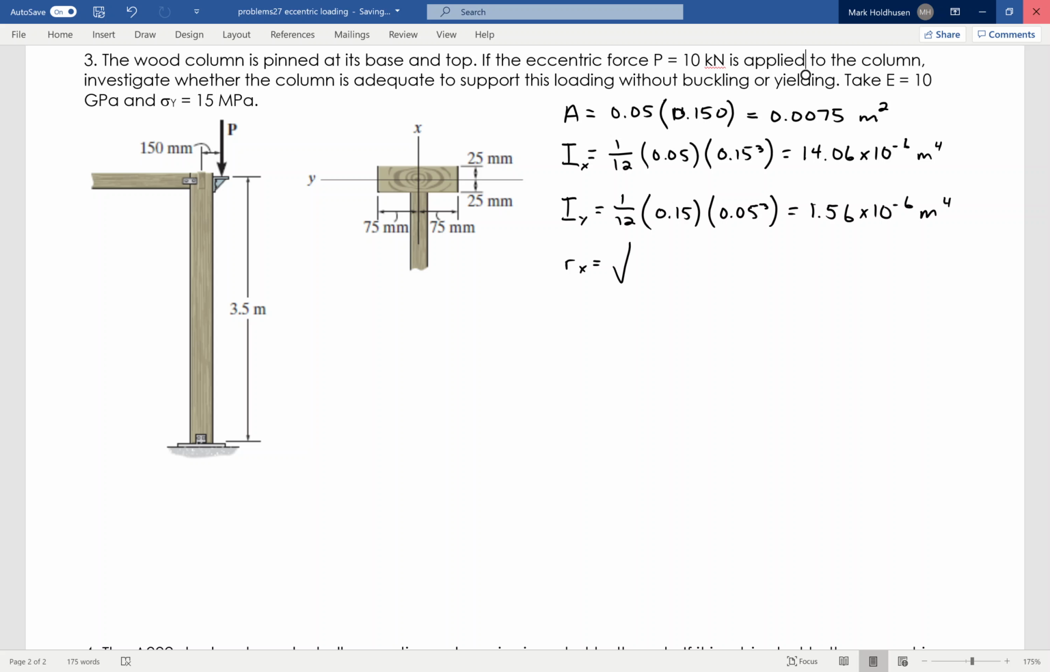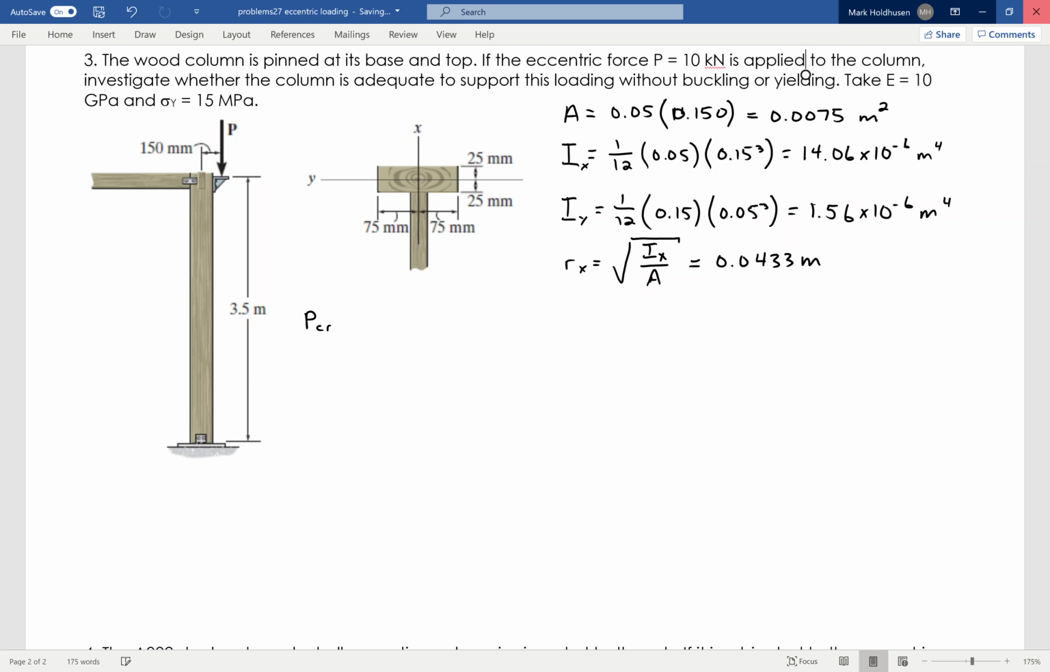So that's going to be, again, the square root of Ix over A. Okay. We've got Ix, A, throw that in there, and I get 0.0433 meters for the radius of gyration about the x-axis. So using those values, I should be able to figure out what I need to figure out. So I'll start with buckling.